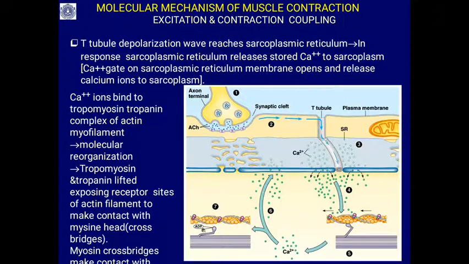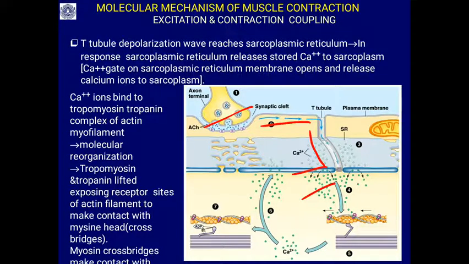So you can see the sequence. The depolarization wave of the motor neuron releases neurotransmitter. Once neurotransmitter is released, it brings about depolarization of the sarcoplasmic reticulum. This is the action potential carried through the T tubule, which is in contact with the sarcoplasmic reticulum.